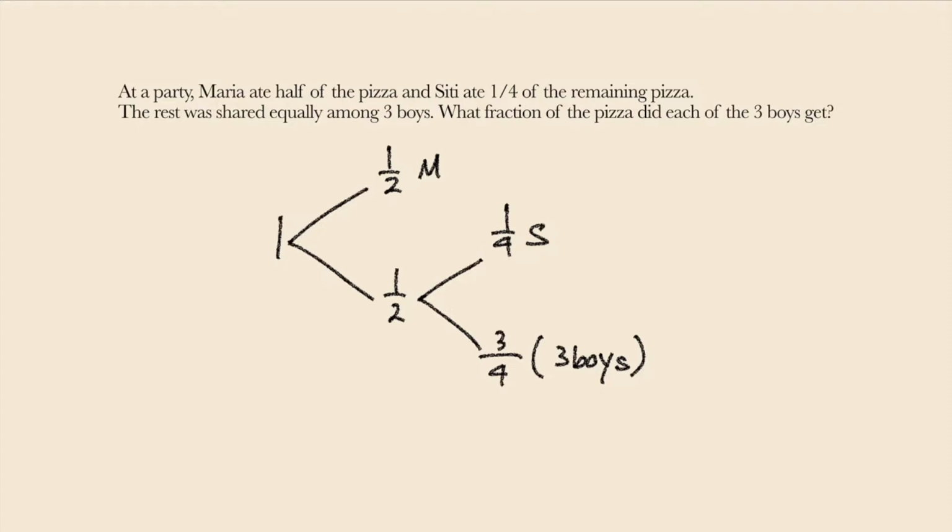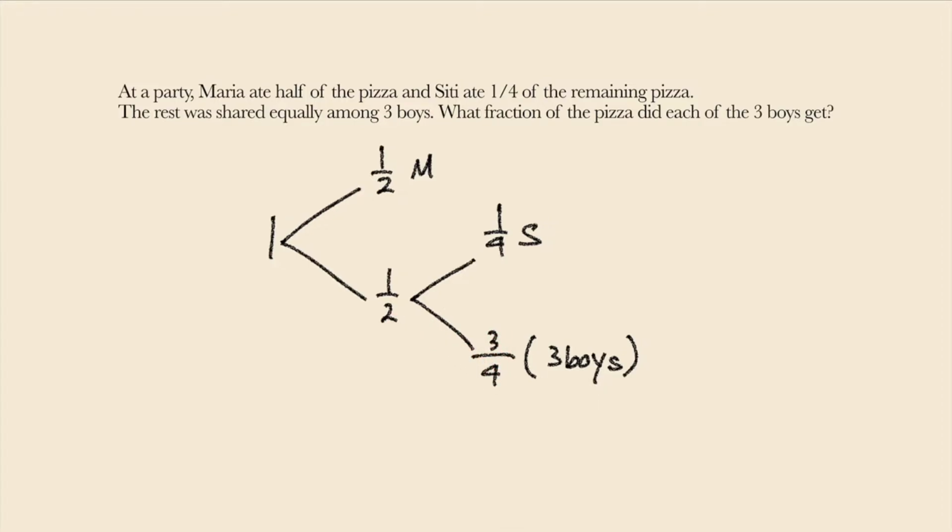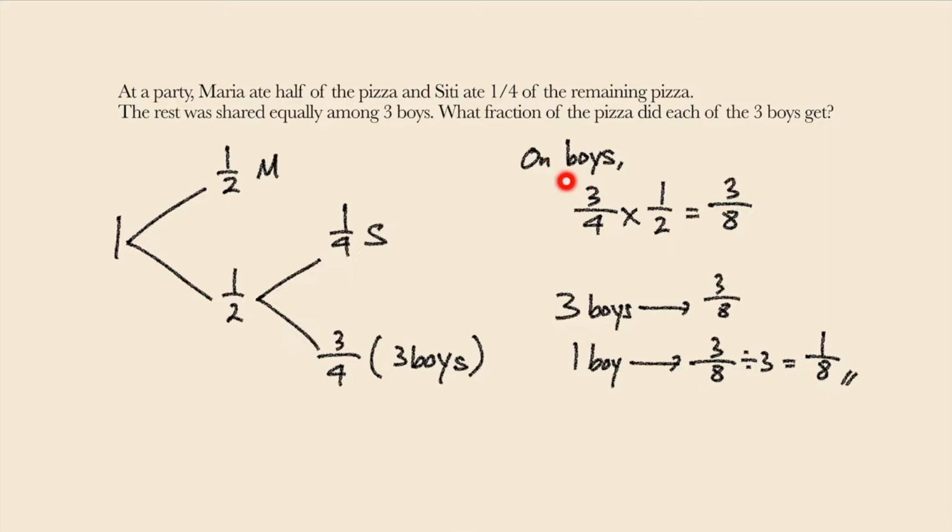So the first step is to determine what fraction of the total went to the 3 boys. And the connection goes like this. What fraction went to the 3 boys? That's 3/4 of 1/2. So the boys would be 3/4 times 1/2, giving us 3/8. Since 3 boys received 3 out of 8, and it's equally shared, 1 boy would require a division of 3. So 3/8 divided by 3 gives us 1/8.